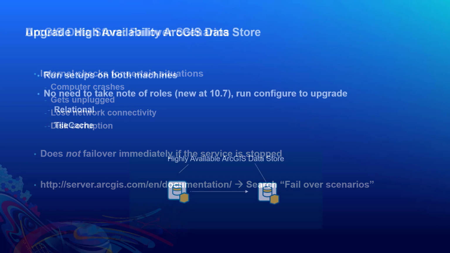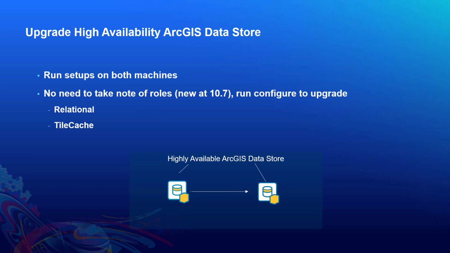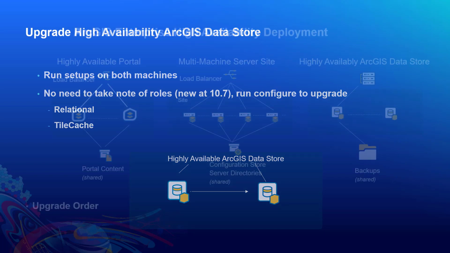When you're ready to upgrade a highly available ArcGIS data store, the process is similar to Portal for ArcGIS. You would run the setups on both machines to upgrade the software to the latest version. And then you don't need to take any note of roles. This is new at 10.7. You would simply configure the ArcGIS data store again to upgrade both relational and tile cache.